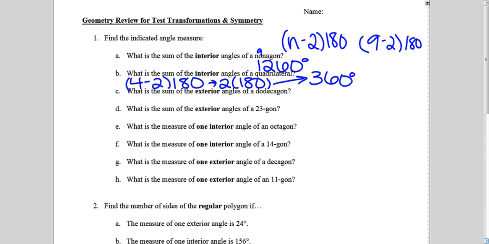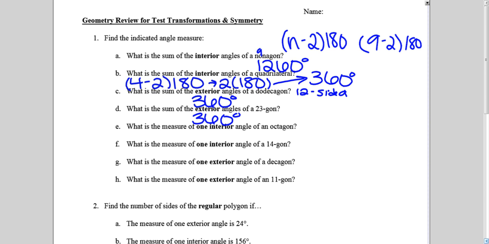C and D are your easy ones. The sum of exterior angles, no matter how many sides you have, is always 360 degrees. So C and D, both 360. Just to make sure everyone's aware, a dodecagon is a 12-sided figure.